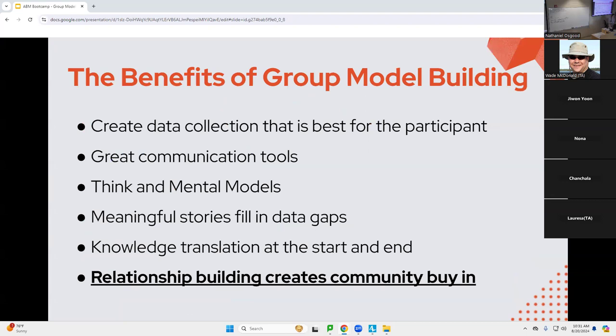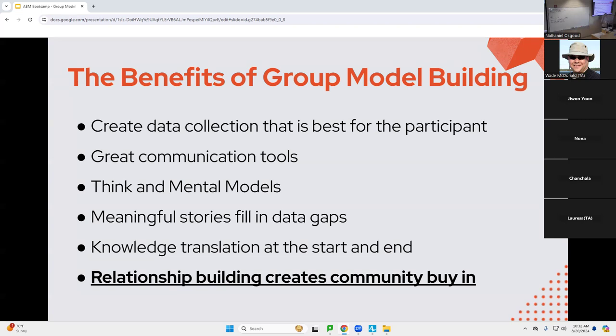So at a high level, again, the benefits of group model building, but of participant-oriented, participatory research in general. You can create data collection that is best for the participants. You can use great communication tools, right? It gives you this whole pocket of things that we can talk about, and now I can show you a way to talk about them. We can communicate systems thinking, high level black box scary stuff, in an effective way with people who don't know that. We want to be able to bring the computer science or the systems thinking to people, and bring their knowledge back to the systems thinking too.